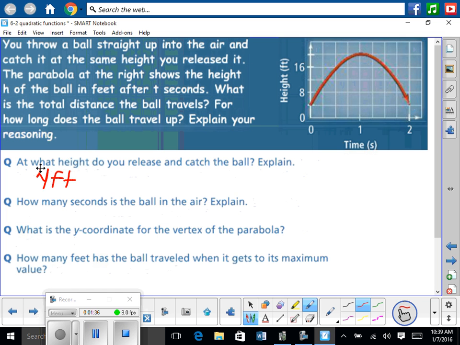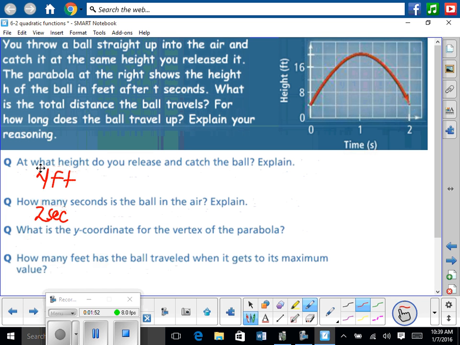How many seconds is the ball in the air? 2. 2 seconds, right? Very good. So it travels up for a second, down for a second. So that would be 2 seconds.